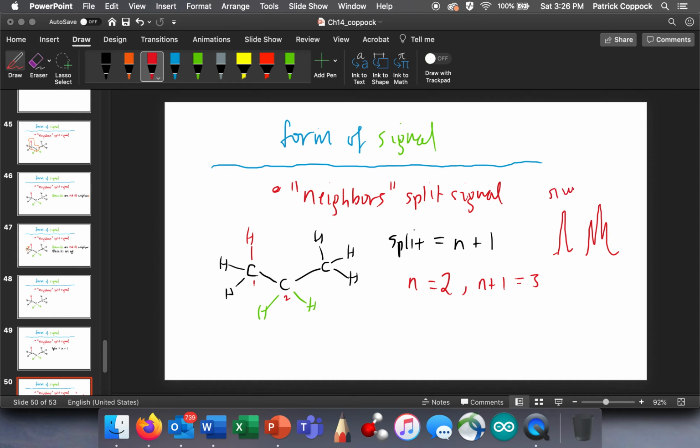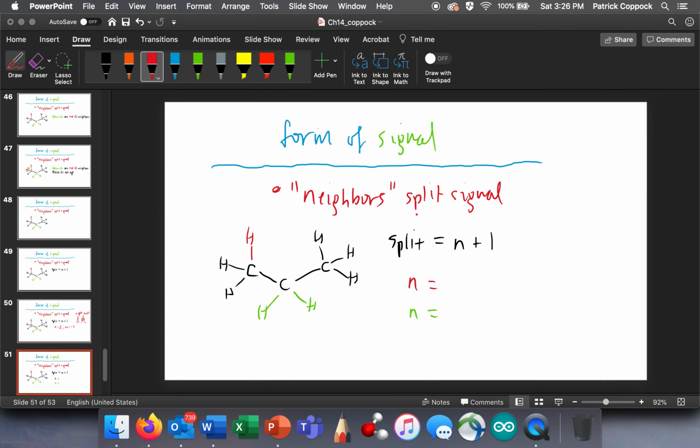This is a singlet, and this is a triplet, okay? So when you look at this compound, you're expecting these hydrogens right here to be in a triplet, right?